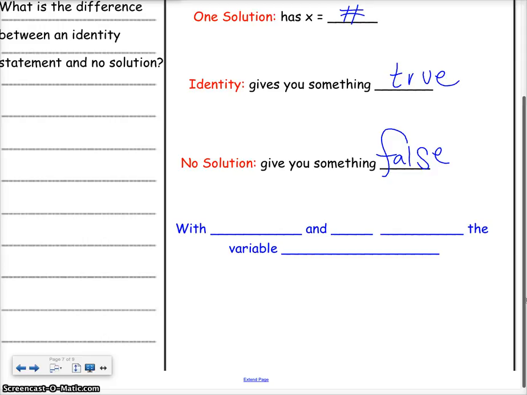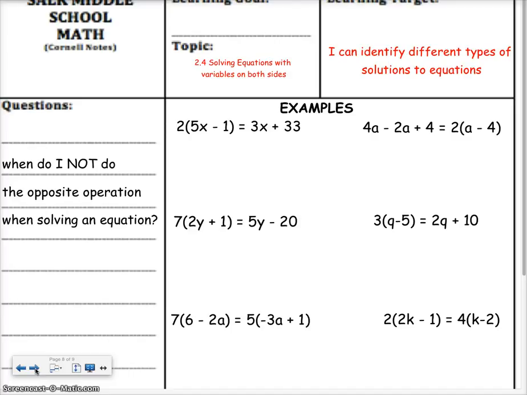The biggest thing that I always try to tell my 8th graders, with identity and no solutions, the variable disappears. And lots of kids forget that. They look at something and now they're like, oh, it's true or false. No, you can only say that if the variable suddenly disappears. That's the only time it's special. Okay, now we're mixing it up. I want you to take a minute and try to solve 3 of these problems at this time.